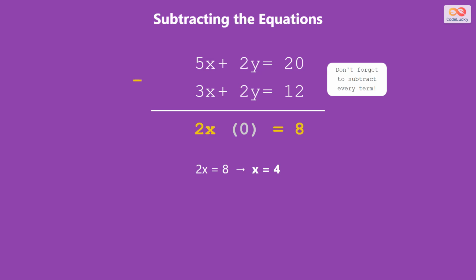We subtract the bottom equation from the top one. 5x minus 3x gives us 2x. 2y minus 2y cancels out to 0. 20 minus 12 is 8. We are left with 2x equals 8. Solving for x, we get 4.